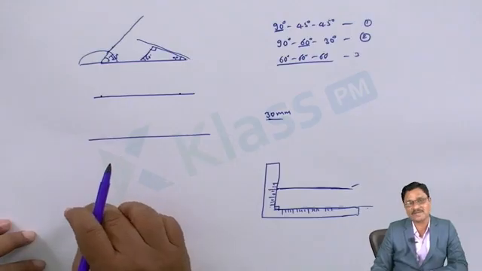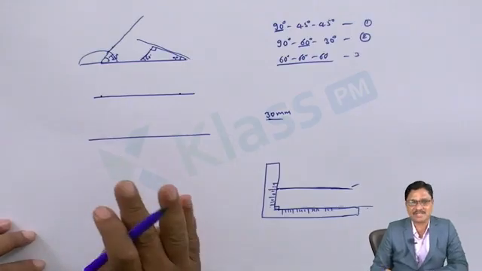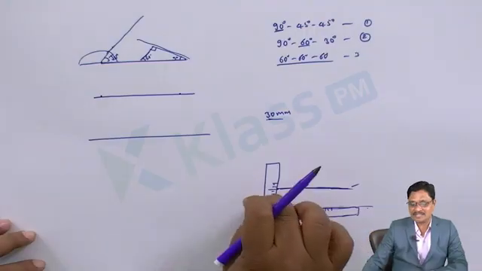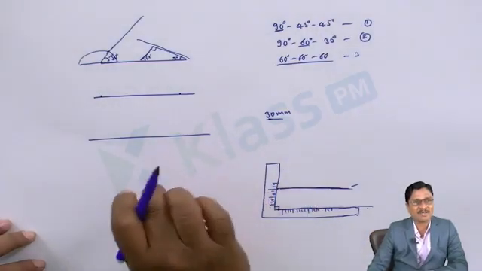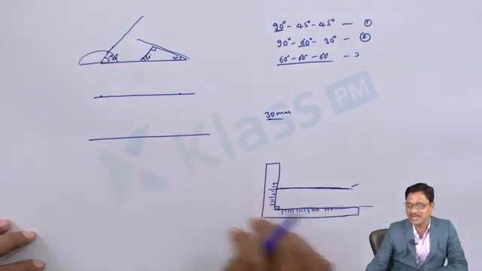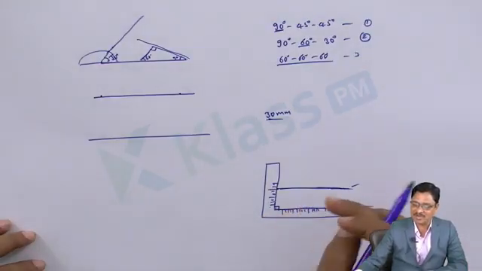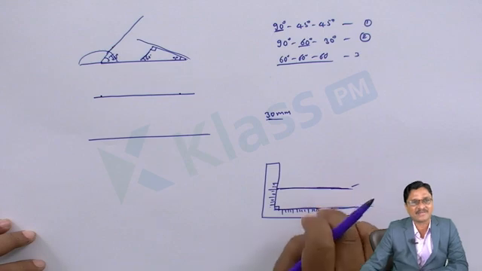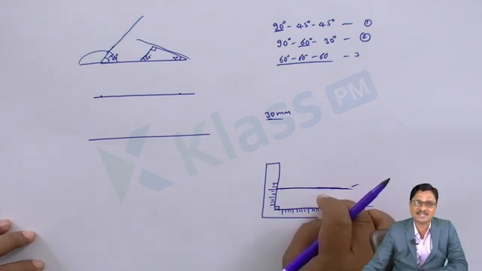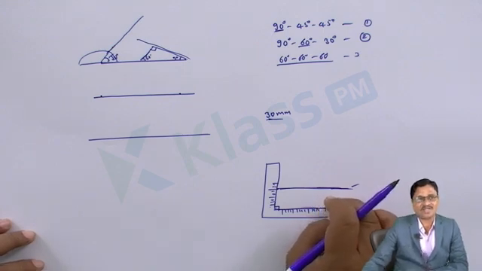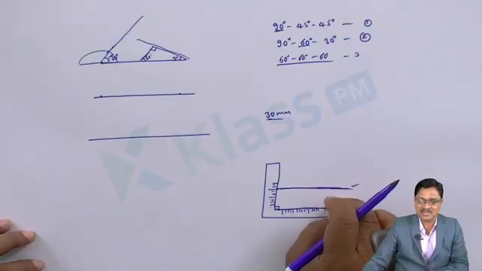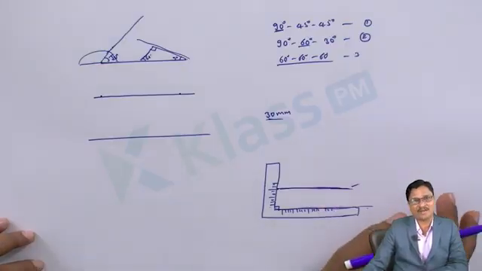So that is the major advantage of the mini drafter, which combines the functions of scale, set square, and protractor. Besides, we can draw very lengthy lines very comfortably. One more advantage is that we can draw parallel lines very comfortably, in less and less time as compared to the other conventional methods. So that is the major advantage of the mini drafter.